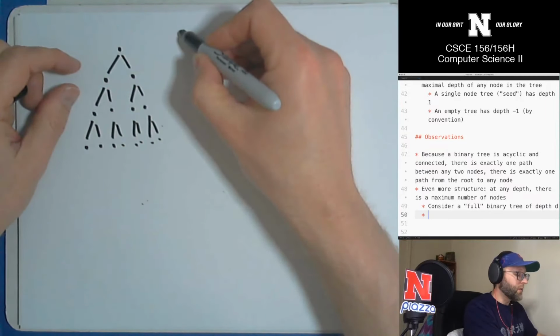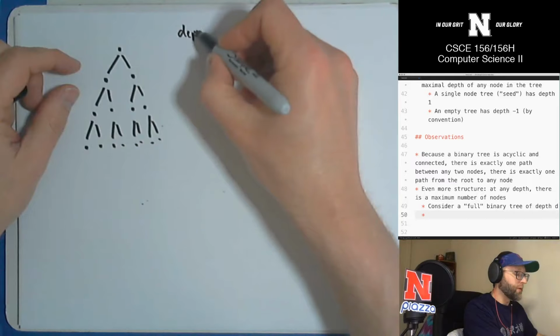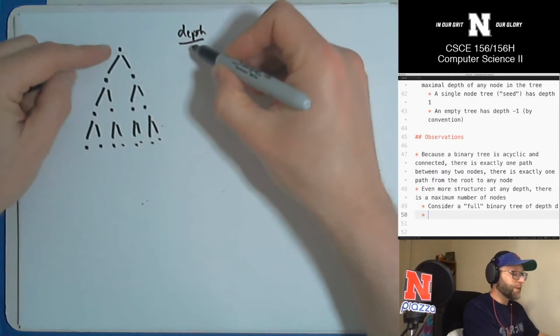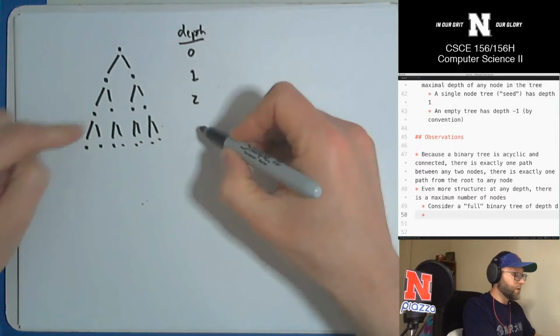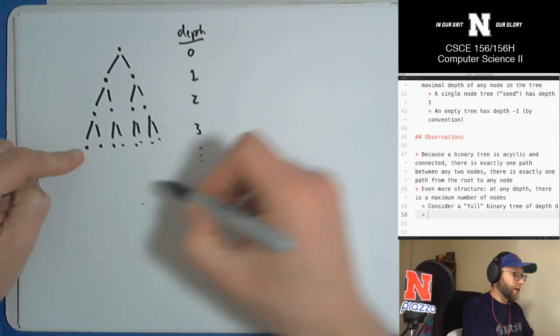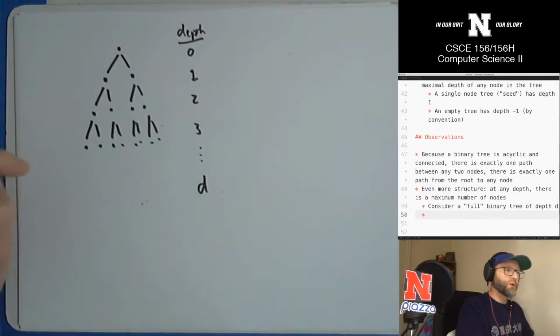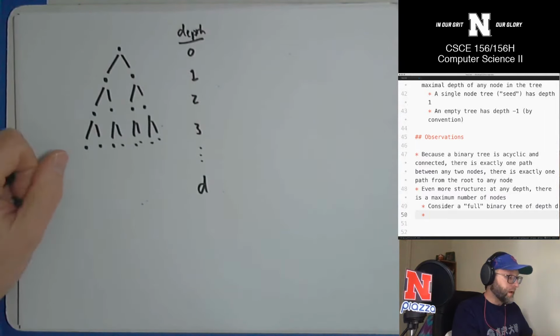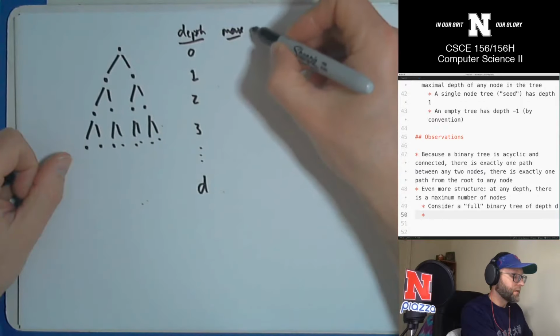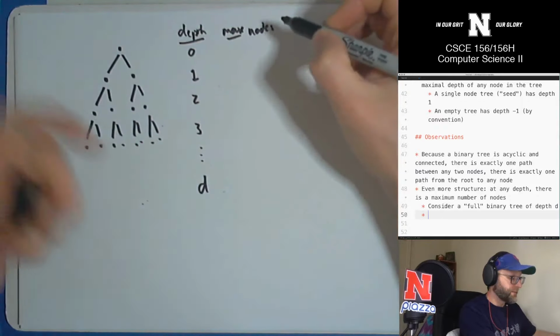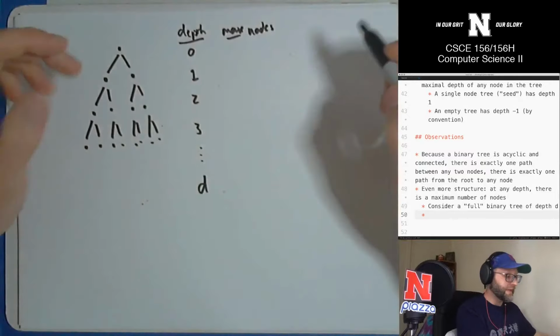Let's write out what the depth is here. Depth, or if you want, level. The depth here is 0. The depth here is 1. The depth here is 2. The depth here is 3, dot, dot, dot. If I continued on and had a general depth of the tree being D, how many nodes are at every level? So the maximum number of nodes, or in this case, since it's full, it's going to hit that maximum.